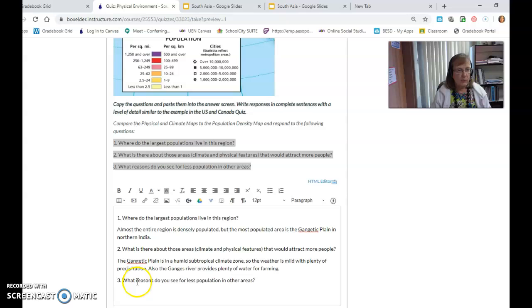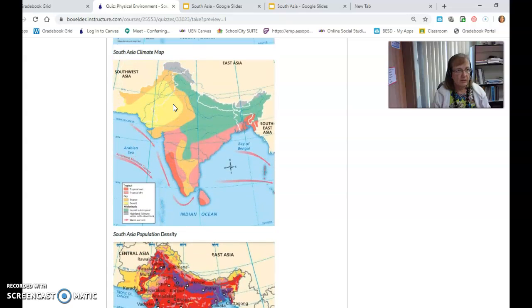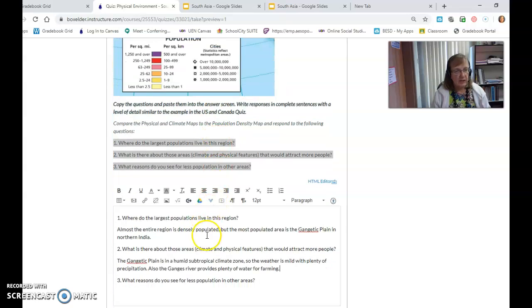Okay. And then what reasons do you see for less population in other areas? So let's look at the less populated areas. We've got some yellow up here at the top, and we've got some yellow over here. So let's look here. On this side, it's pretty easy to see that it's probably the desert that's the issue. Right here along the river, we have good population, but outside of that, we have a lot of less populated areas. And then up here, it's the highland climate zone. So that's up in the Himalaya mountains. And we know that climbing Mount Everest is a pretty challenging thing to do. So living in those areas would not be easy. So let's go ahead and include some of that information.